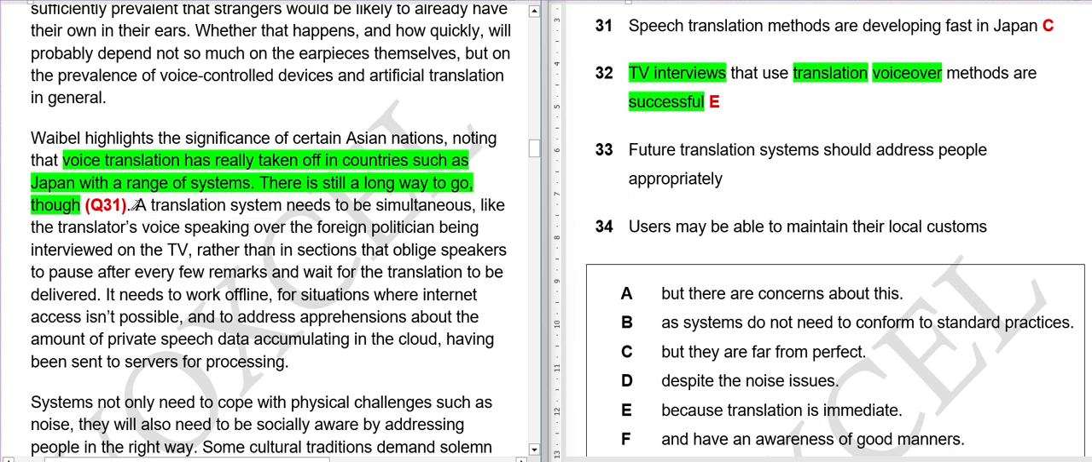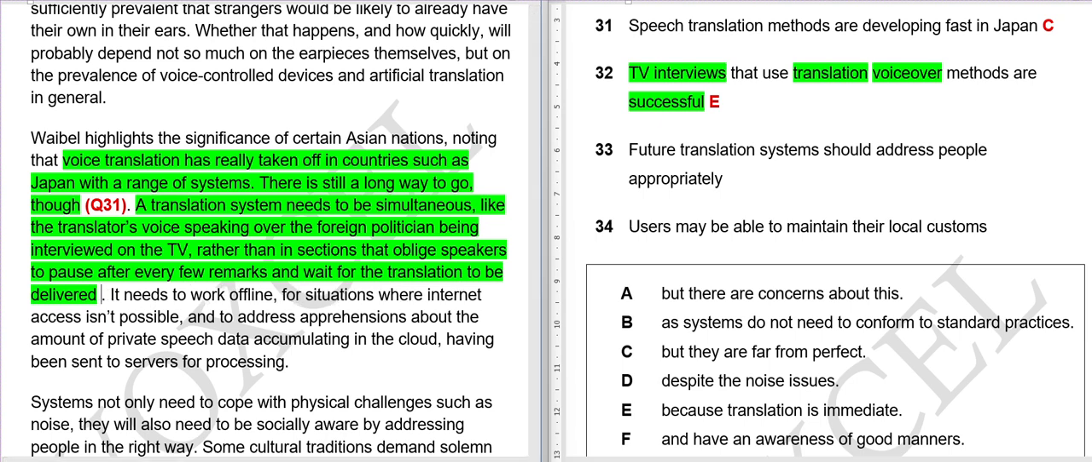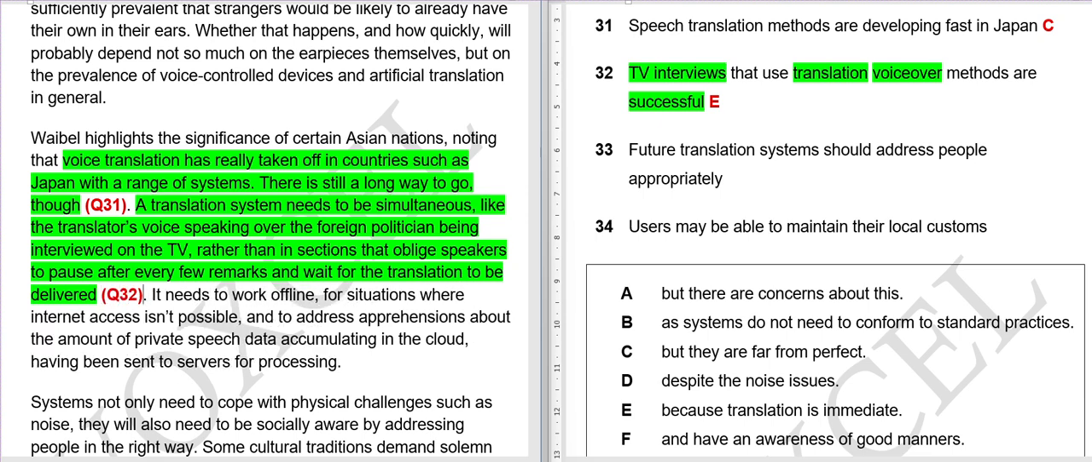So here they're saying a translation system needs to be simultaneous. Simultaneous means side by side. So immediate, basically, in other words. Like translators voice speaking over the foreign politician being interviewed on the TV. Rather than the sections that oblige speakers to pause every few remarks and wait for translation to be delivered. So instead of this, we need our translation to be immediate. Only then you will be considered successful. So let me write here question number 32. Hope it is clear.